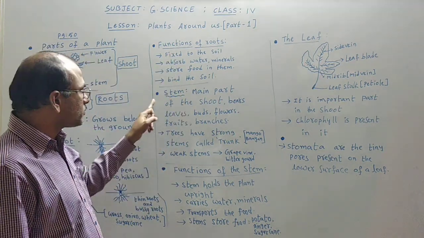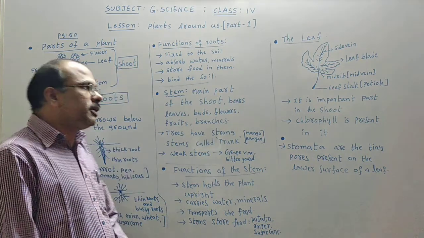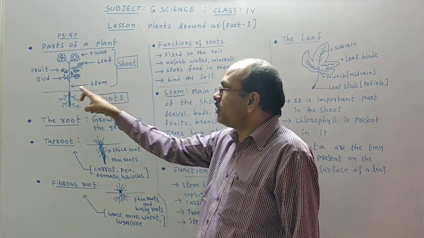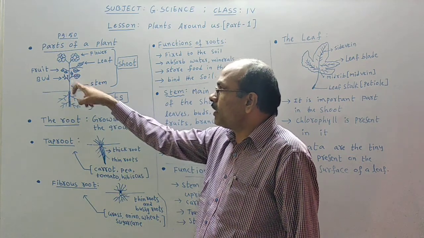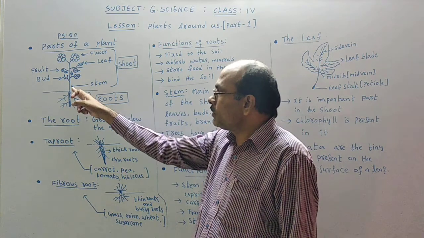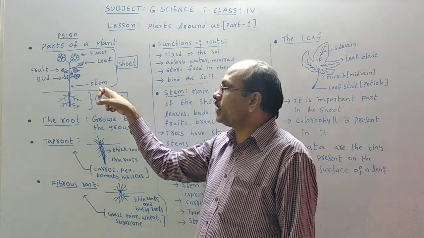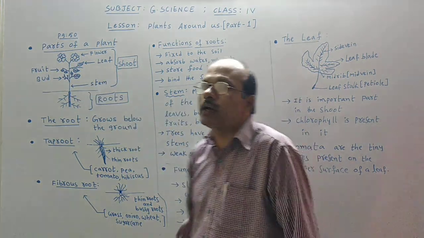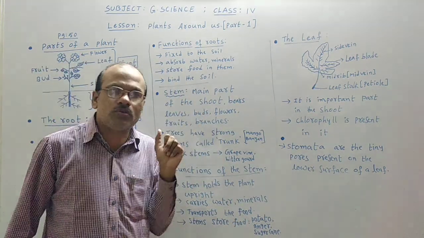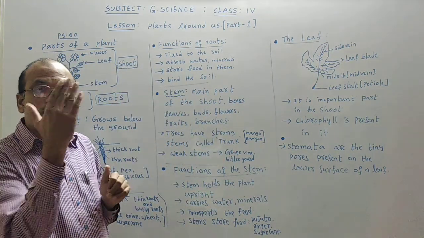We'll go for stem. The stem is called, as we have seen in the figure, this is called stem. The stem is the somewhat strengthy part for the plant. It is only bearing all these, we said already. That stem we are thinking now. See once. The stem is the main part of the shoot. It bears the main part of the shoot.